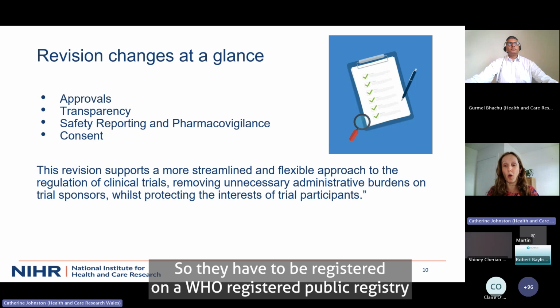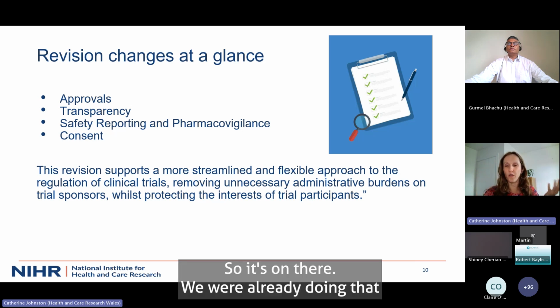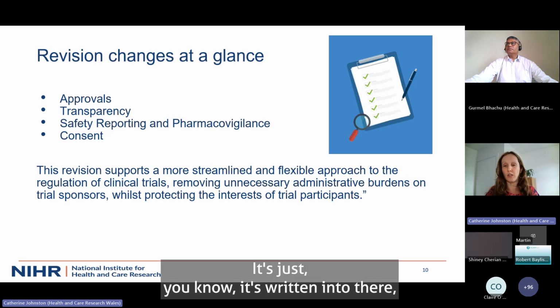They have to be registered on a WHO registered public registry by either the date on which the participant is recruited or 90 days after that approval. So it's on there. We were already doing that anyway in different formats. It's just written into there.